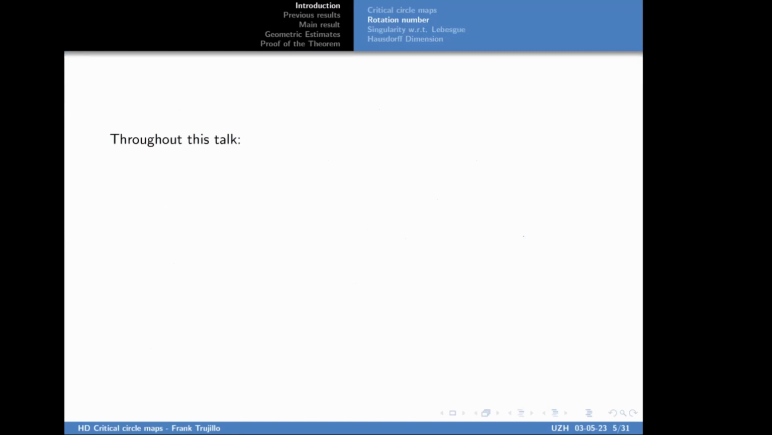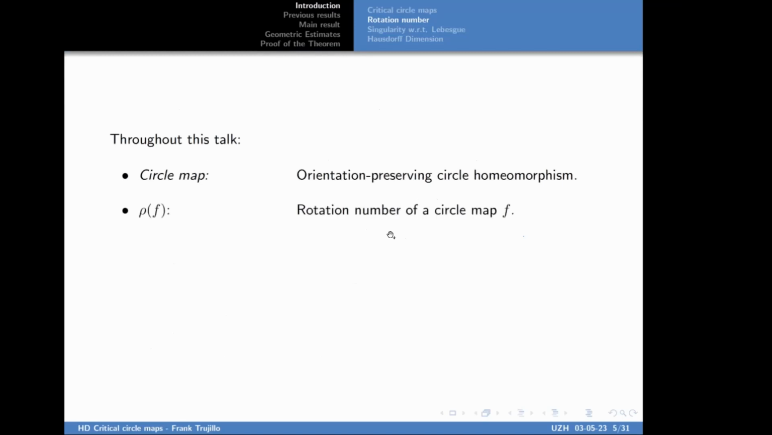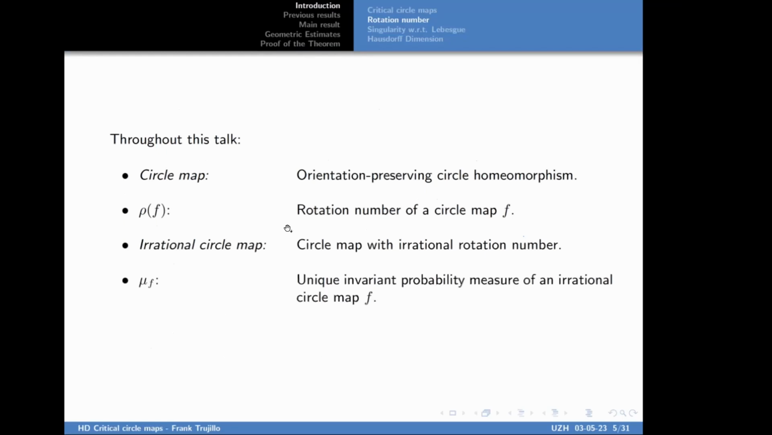So just a few conventions I will use throughout this talk in case I forget. Every time I say a circle map, I will mean just an orientation preserving circle homeomorphism, sorry. The rotation number will always be denoted by rho of f. And just to make my sentences shorter, when I say irrational circle map, I will mean a circle map without periodic points, with irrational rotation number. And I will denote its unique invariant measure, since I will only be speaking about maps with irrational rotation number, by mu f. Okay, so these are some of the notations I will use during the talk.